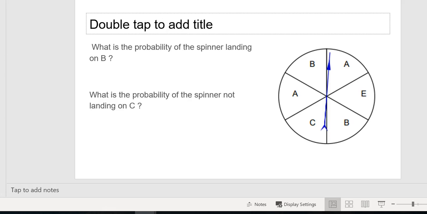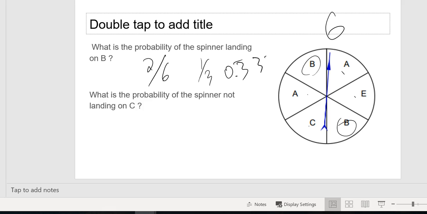Alright, spinner. This is one you're going to be more familiar with. So first off, we got to count 1, 2, 3, 4, 5, 6. There's 6 spots. What's the probability of the spinner landing on blue? There's blue, or B, sorry. B here, B here. So 2 over 6, which is the same as saying 1/3, which is 0.3 repeating, or 33%.